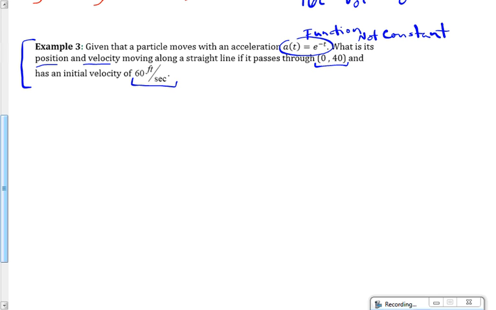0, comma 40, is it giving me a position, a velocity, or an acceleration? Position. 60 feet per second, is it giving me a position, a velocity, or an acceleration? The key phrase there is the units. Feet per second, it's giving us a velocity. So here's what I'm going to do. I'm going to integrate acceleration, and I'm going to find the constant of integration. I'm going to integrate velocity and find the constant of integration for the next one using the initial condition.